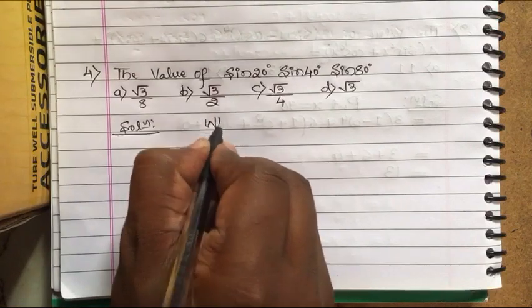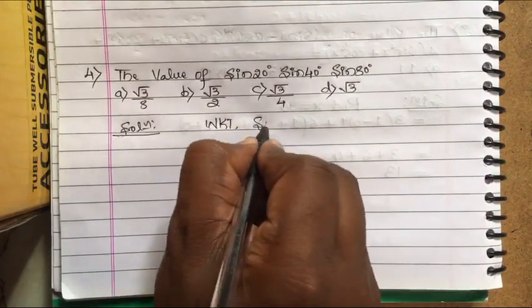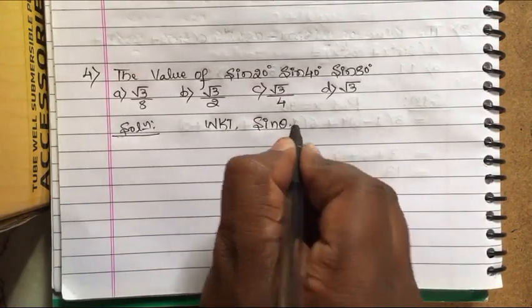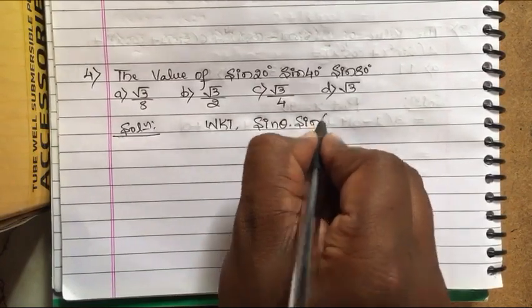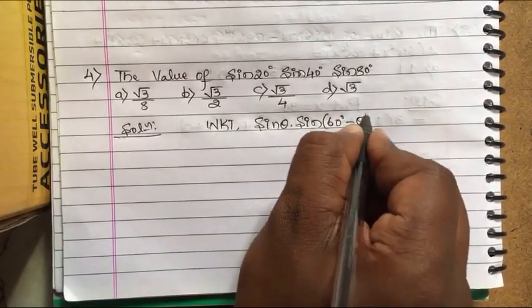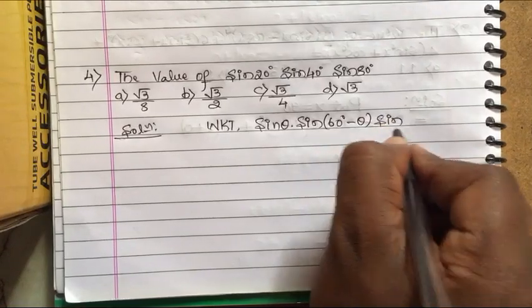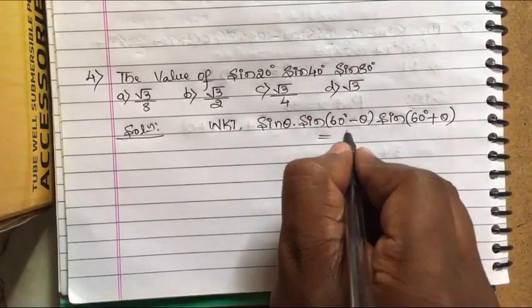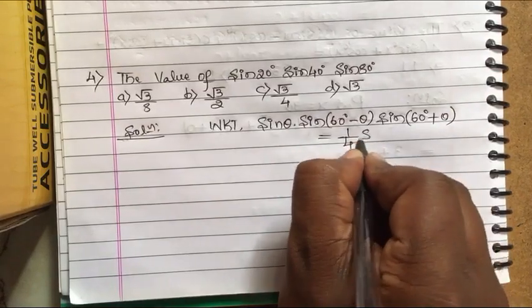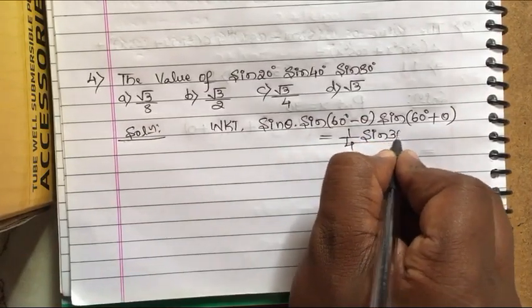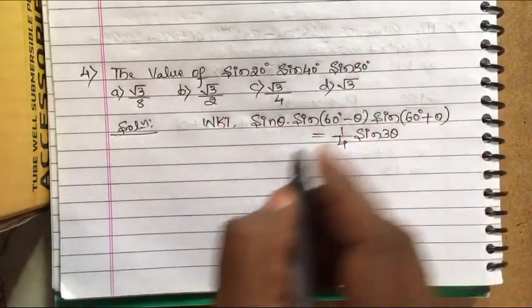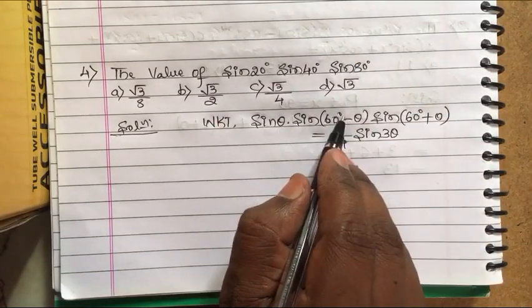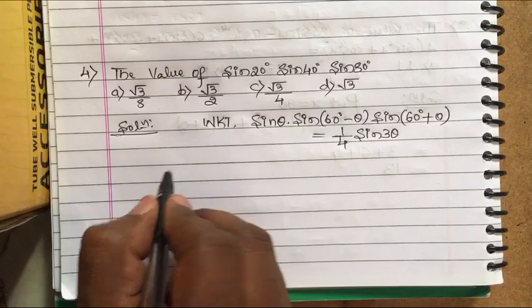we know that sine theta into sine 60 degree minus theta into sine 60 degree plus theta is equal to 1 by 4 sine 3 theta. So now this is in the form of sine theta sine 60 degree minus theta sine 60 degree plus theta.